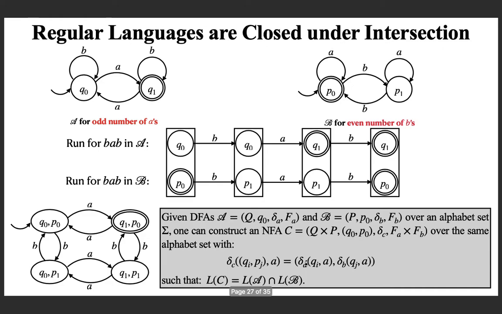So this tells us that regular languages are closed under intersection because given two DFAs A and B, you can construct a DFA C such that the language of C is the intersection of the languages of A and B. With this, let us proceed to the next property, which is union. So you can prove that regular languages are closed under union, meaning if L1 and L2 are two regular languages, then L1 union L2 is again a regular language.